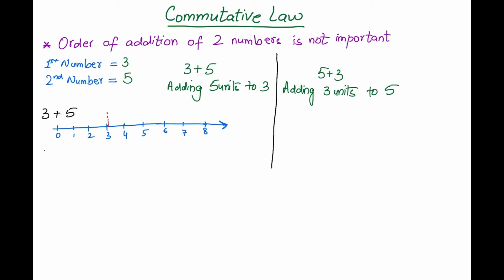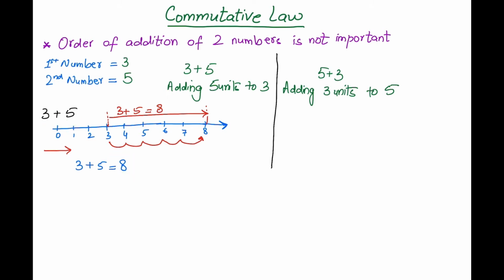And then you will move 5 units to the right. So starting from 3, 1, 2, 3, 4, and 5. You will reach 8. So you will mark at 8. Mark an arrow here. Then you will write 3 plus 5 is equal to 8. Okay? The result of adding 5 units to 3 is 8.